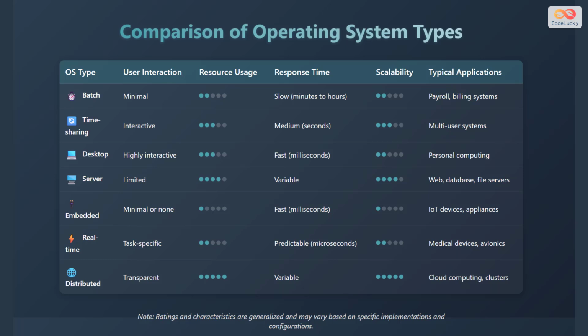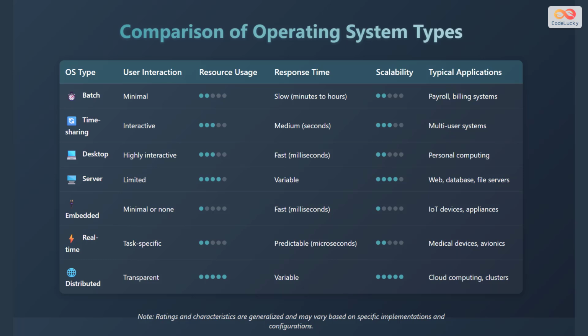Desktop operating systems provide highly interactive user interfaces, medium resource usage, fast response times, and moderate scalability, making them ideal for personal computing. Server operating systems have limited user interaction, high resource usage, variable response times, and high scalability, which makes them suitable for web, database, and file servers. Embedded operating systems offer minimal or no user interface, very low resource usage, fast response times, and low scalability. They are commonly used in IoT devices and appliances.